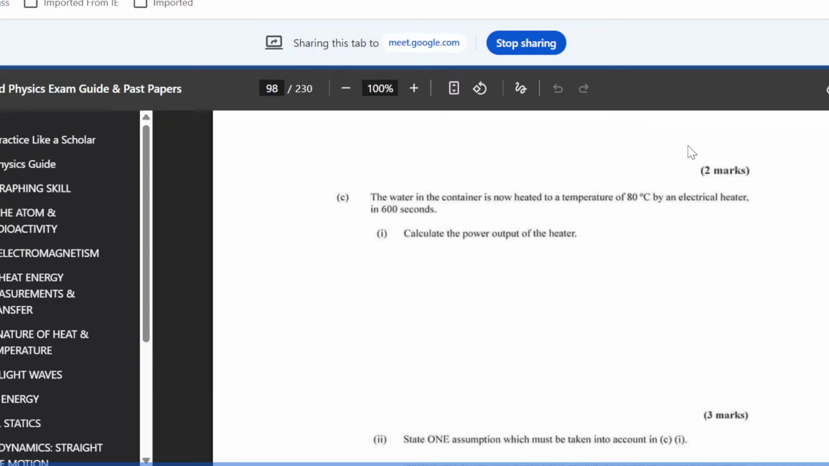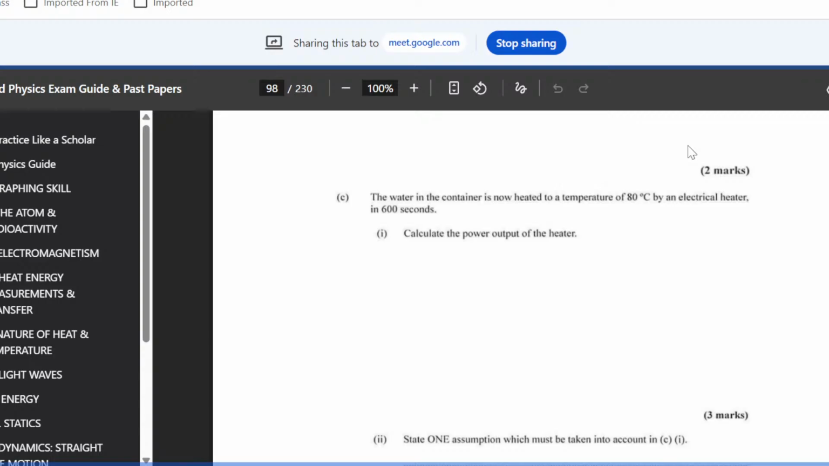Unless they could have, what I have seen them do, is ask about the energy to boil off a certain mass of water. Now in that case you would have to consider both raising the temperature and the latent heat of vaporization, the energy to change the state.